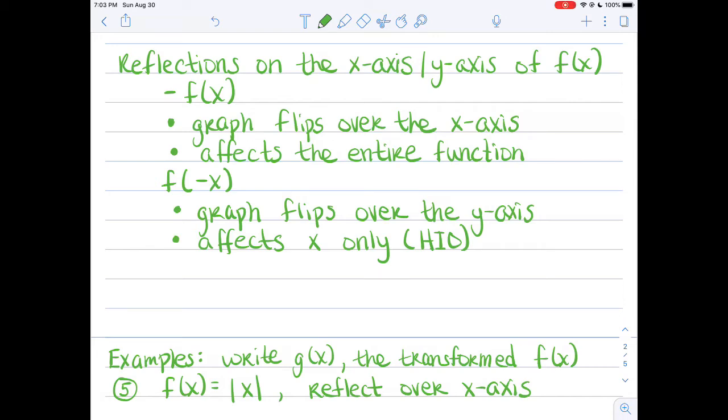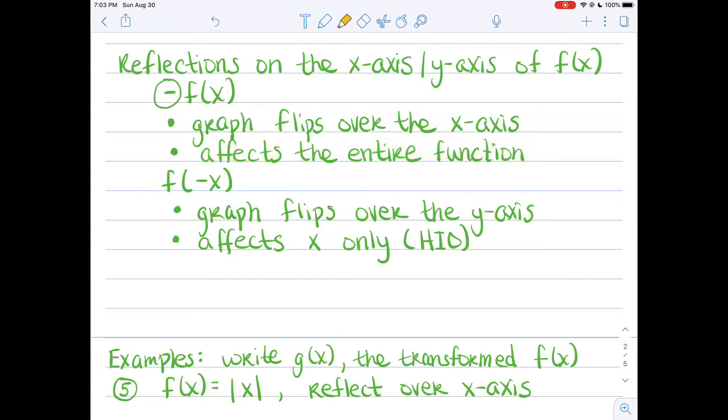Now we'll talk about reflections on the x-axis or the y-axis of our original function f of x. A reflection over the x-axis is indicated by a negative sign out in front of the function. So in this case, the graph flips over the x-axis and it affects the entire function.